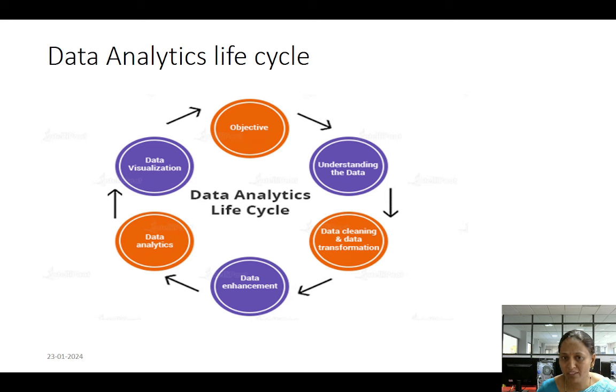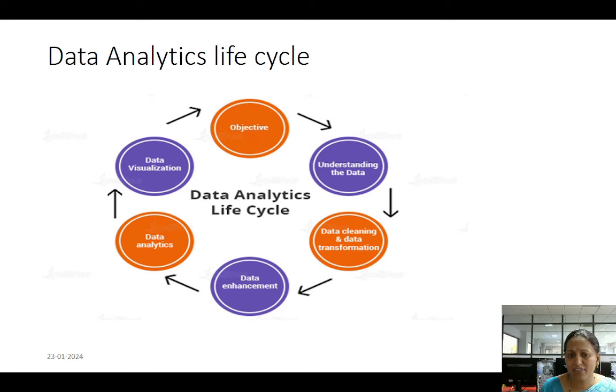So the data analytics life cycle goes like this. We need to identify the problem. Once the problem is identified, we need to understand the objective of this particular problem. Then we need to decide what type of data we need to analyze or collect, that is understanding the data. Once we take the raw data, we need to go for data cleaning or data transformation as per the requirement. Then data enhancement is done. Then we apply the basic important part, that is data analytics, using some mathematical approach, which we are going to have in the syllabus, and then finally we need to visualize the data.